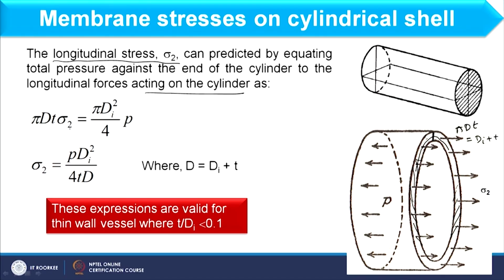So, pi d T sigma 2 will be equal to pi di square by 4 into P. P is the internal pressure which is acting on the whole cross sectional area of the vessel, because it is acting in this whole area. So, that would be pi di square by 4. After resolving this, we can have the expression of sigma 2 as P di square by 4 T d, where d is di plus t as I have already explained, and this is again valid for thin cylinder where t by d naught is less than 0.1.